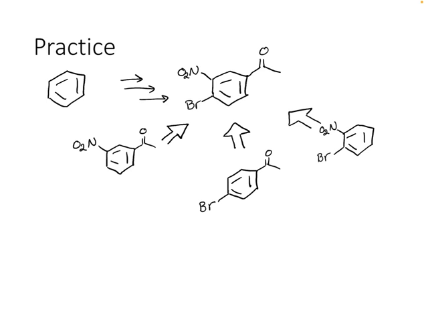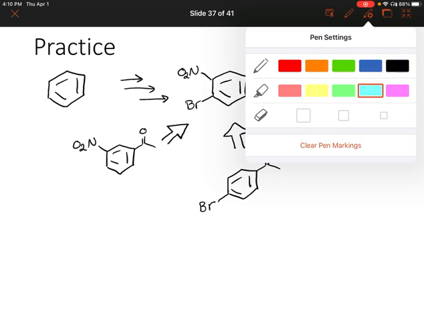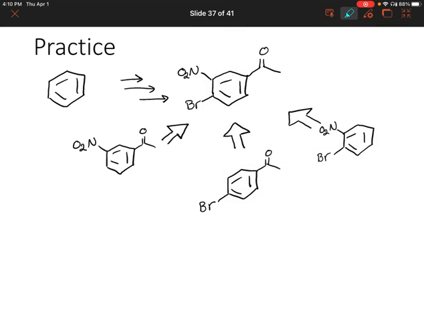So let's start with the reagent on the far left. So we've added the acyl group and the nitro group. All right, let's see where bromine might add with these two groups there. So let's start with the nitro group. Is that an ortho-para director or a meta director?